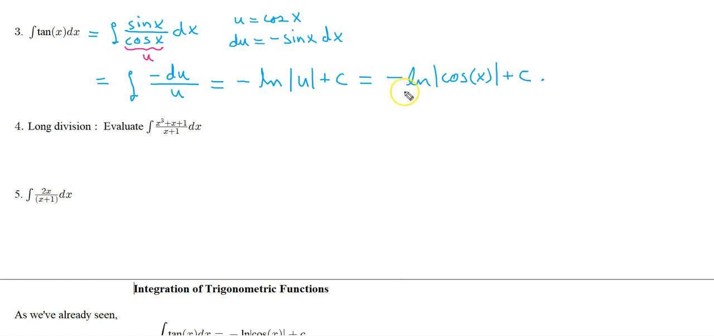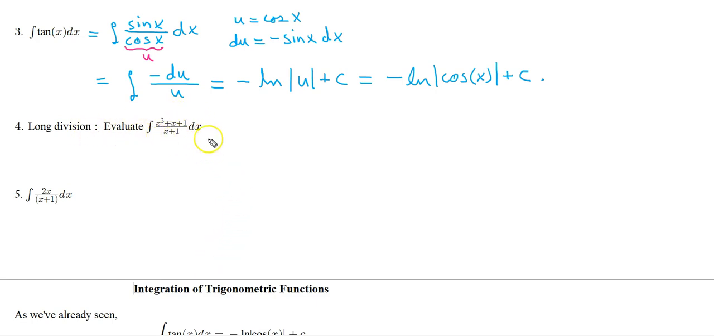And there you go. We have what the antiderivative of the tangent function is. It's negative the natural log absolute value cosine of x plus c. And so now we know one more antiderivative for a trigonometric function. And we'll summarize this result in a table down here in a few minutes. Let's take a look at this example.